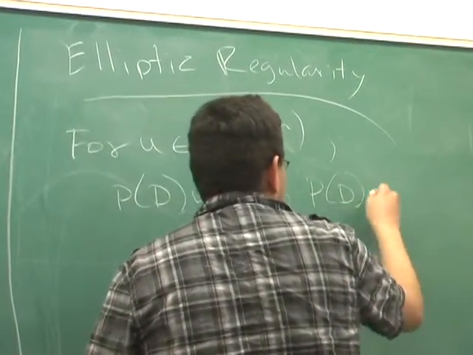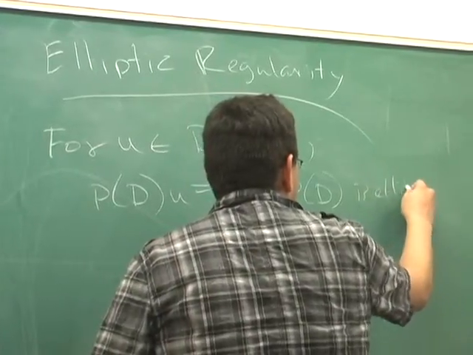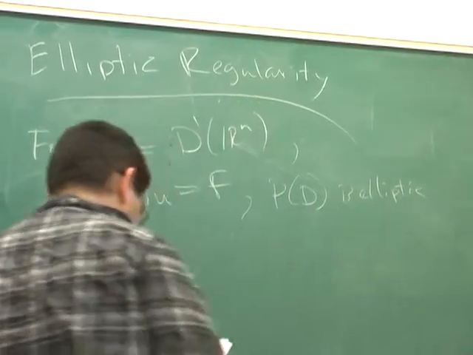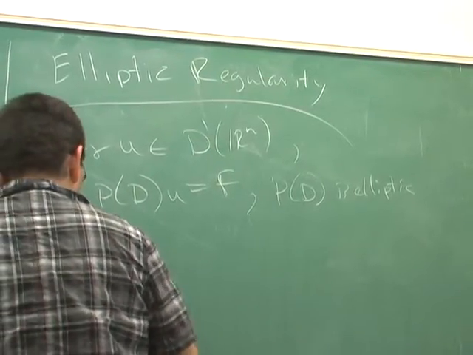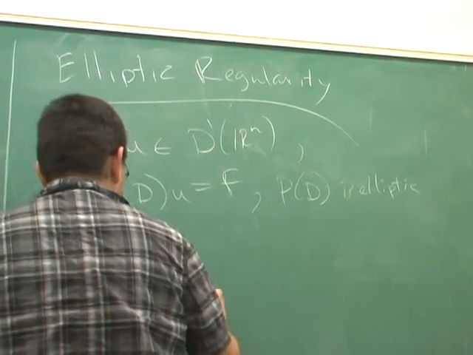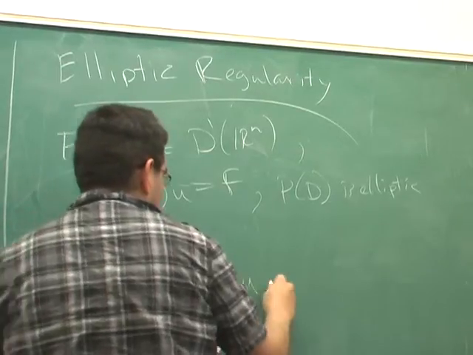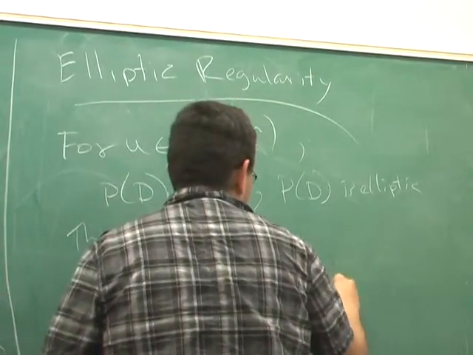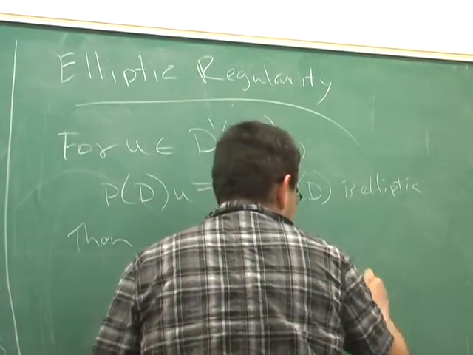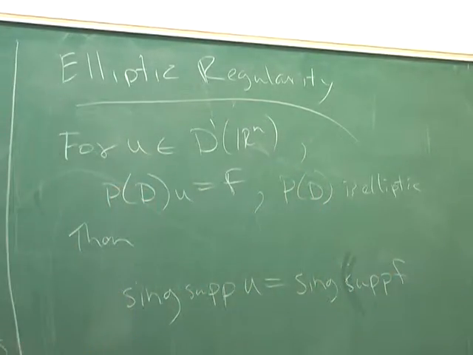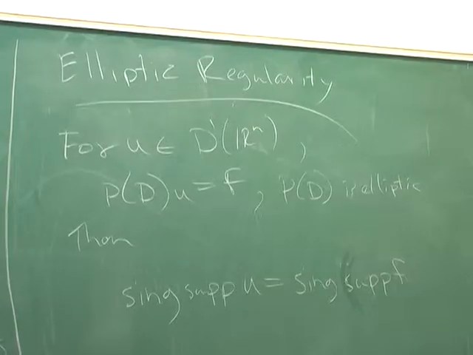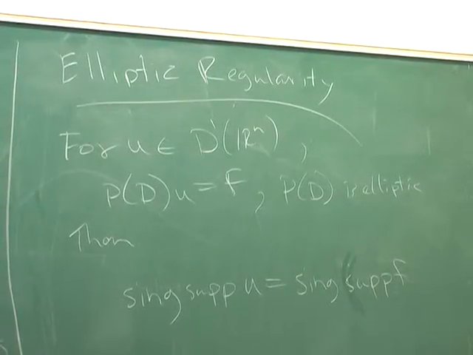If P(D) is elliptic, then the singular support of U equals the singular support of F. So everywhere F is smooth, U is also smooth. So that's elliptic regularity.